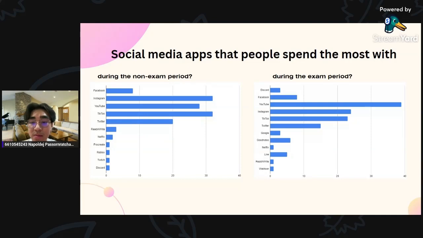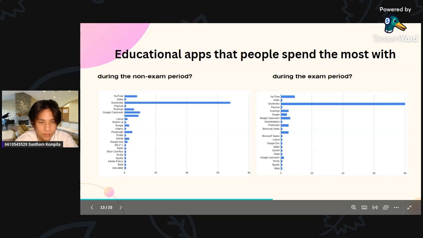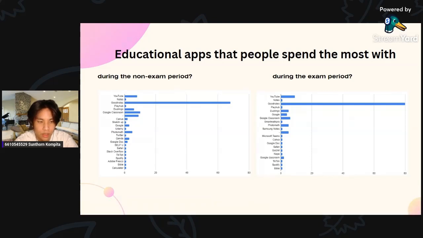This is assumed to be because most people use the YouTube app for education and less for social media apps. For the education apps that people spend the most time with, during the non-exam period and during the exam period, both have the same output: most people use GoodNotes for their education apps.